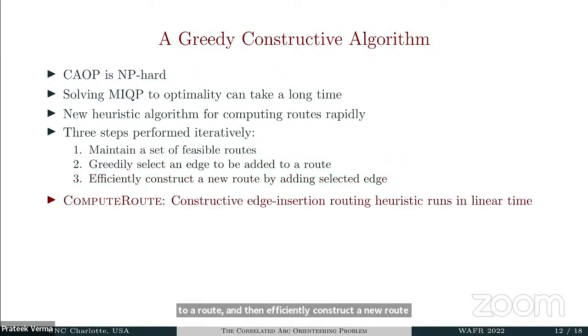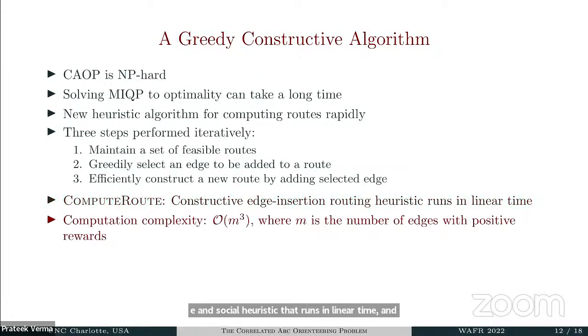We have an additional compute route heuristic, which is a constructive edge insertion heuristic that runs in linear time. And this helps in bounding the overall complexity of the algorithm, which is O of M cubed, where M is the number of edges that have positive rewards.